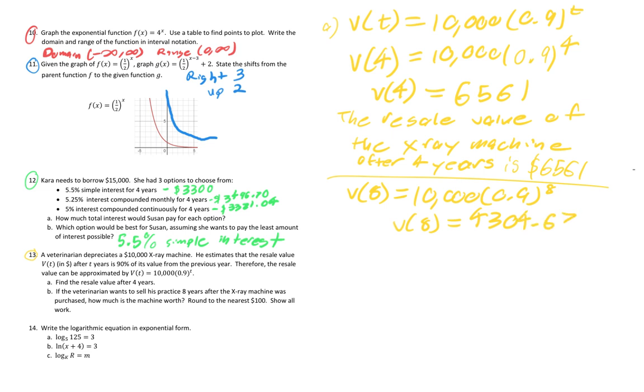4,304.67, but it wants us to round to the nearest $100, I should say. So V of 8 is approximately 4,300. So the X-ray machine is worth $4,300 when he sells it, when he sells his practice after 8 years.